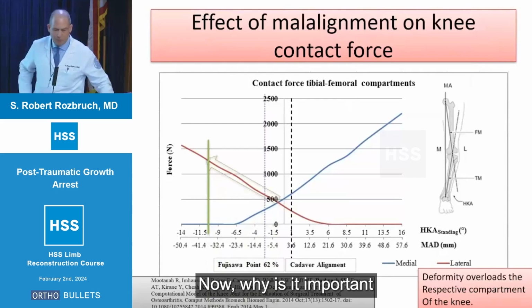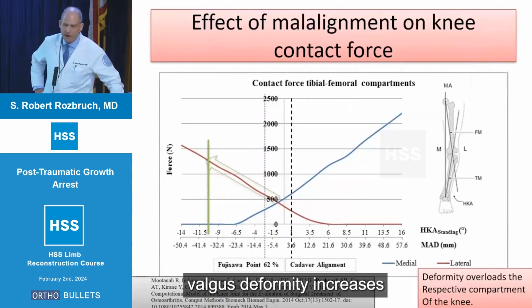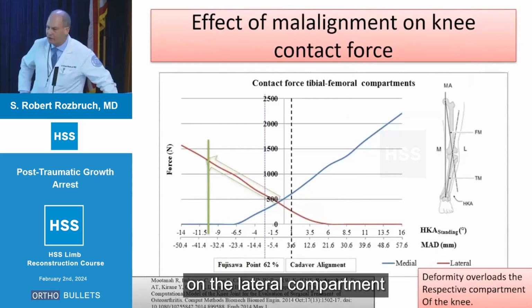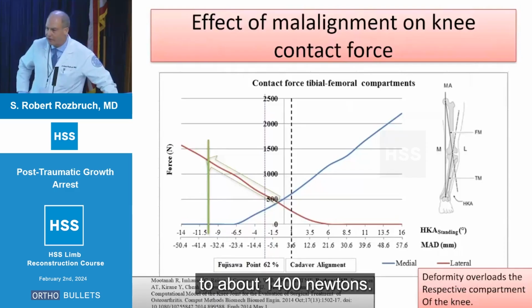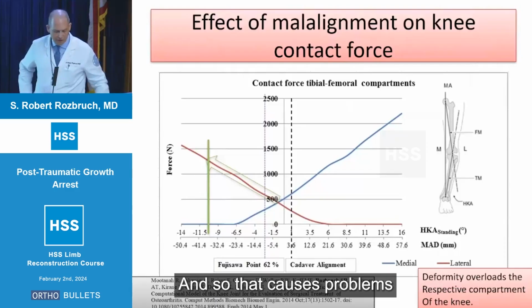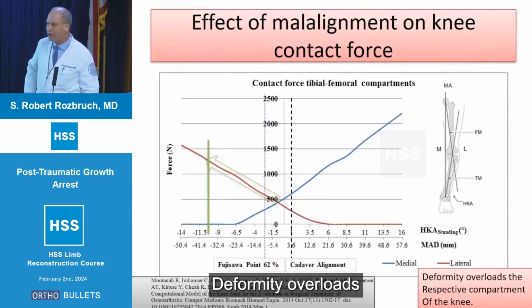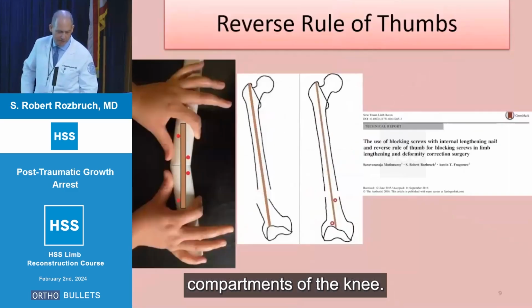Now, why is it important to fix this? Well, valgus deformity increases the load on the lateral compartment of the knee. And you can see this from research we've done here, that the force on the lateral side goes up from about 400 to about 1,400 newtons. And so that causes problems over time. Deformity overloads the respective compartment of the knee.